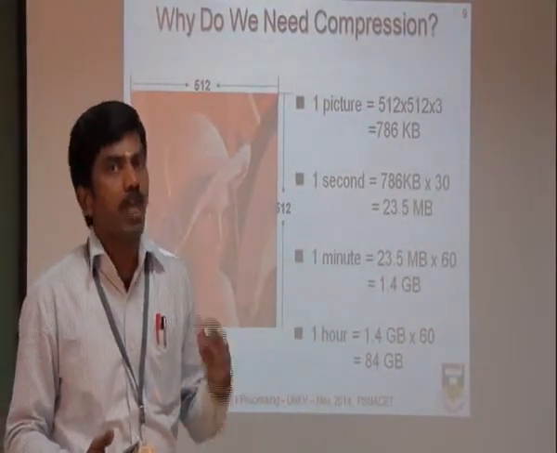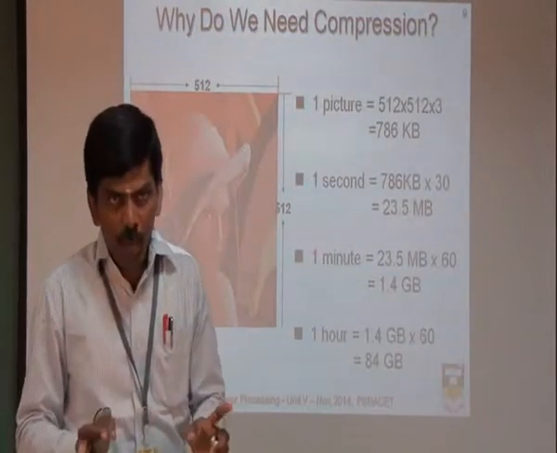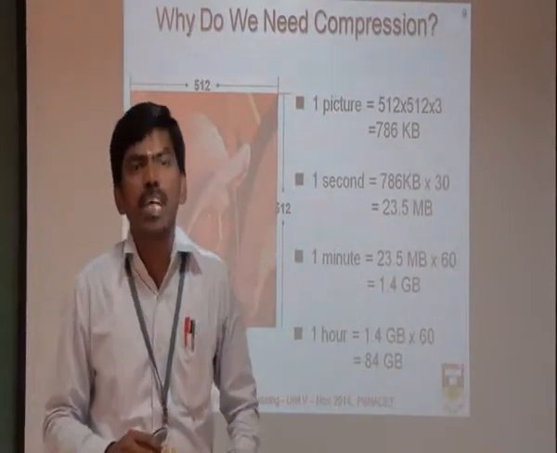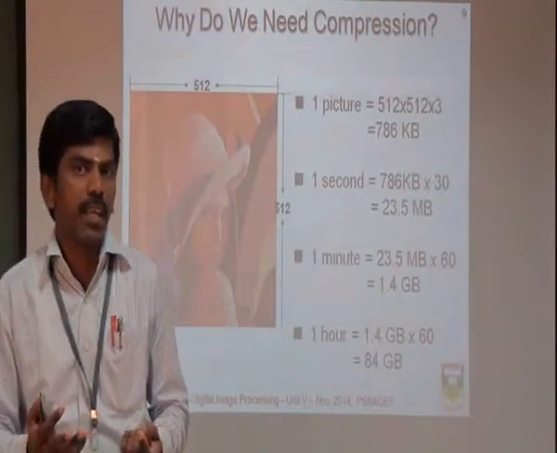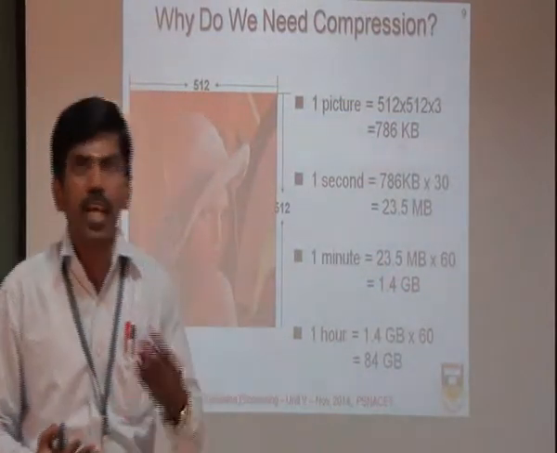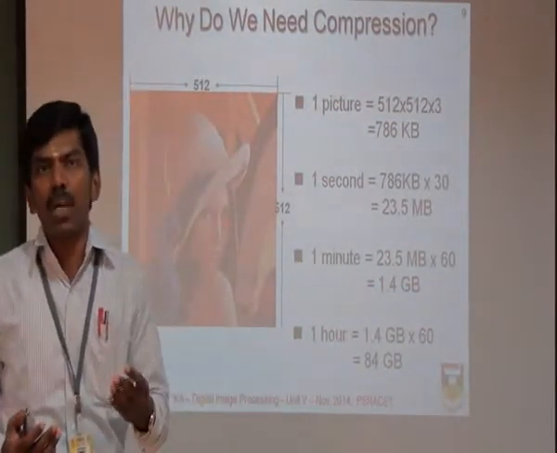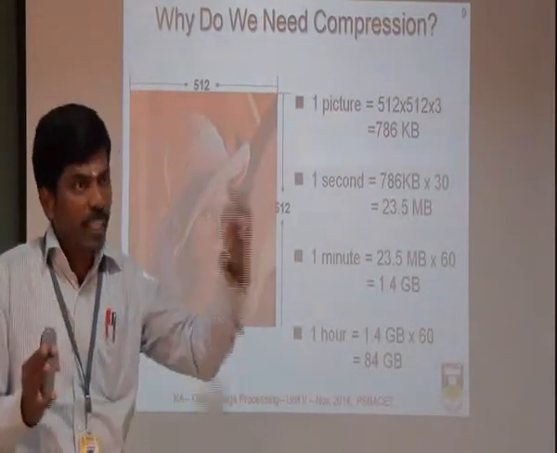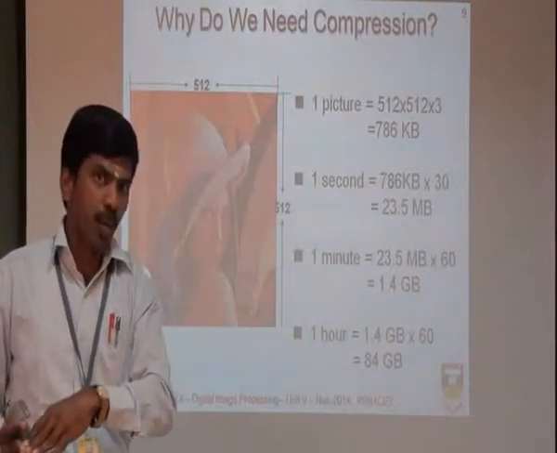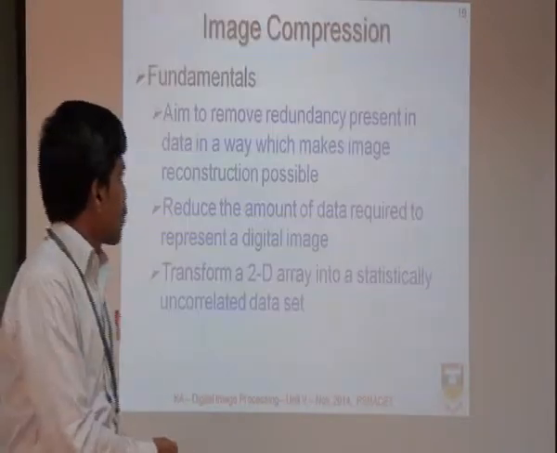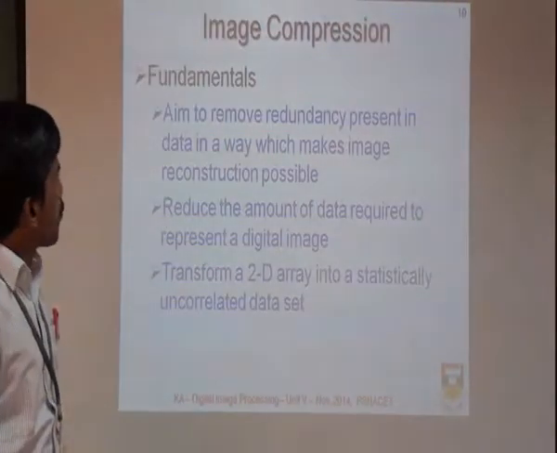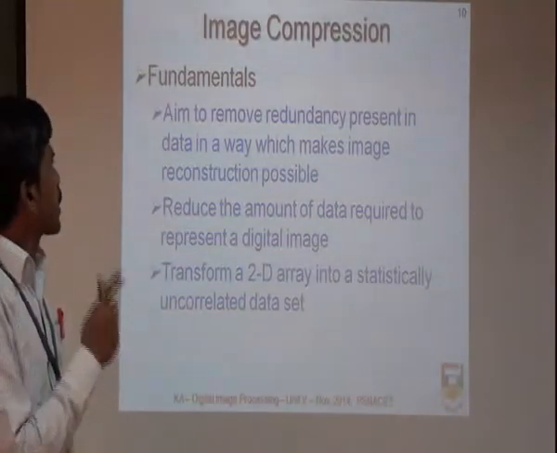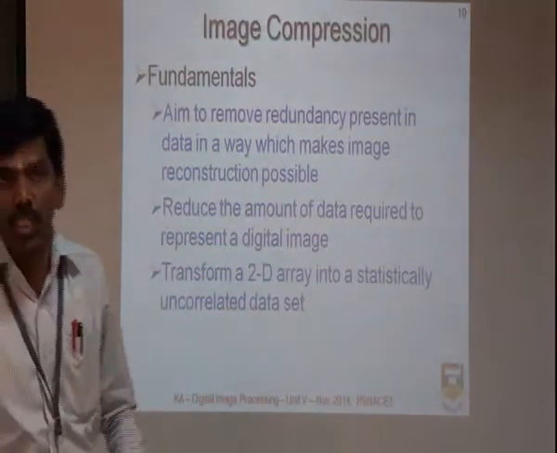So that is the purpose of image compression. Generally, what is image compression? Its main use is in multimedia applications. Most multimedia applications use image compression. What is image compression? It is nothing but mapping a high spatial domain to a low spatial domain. The fundamental aim is to remove the redundancy present in the data, which makes the image reconstruction possible.